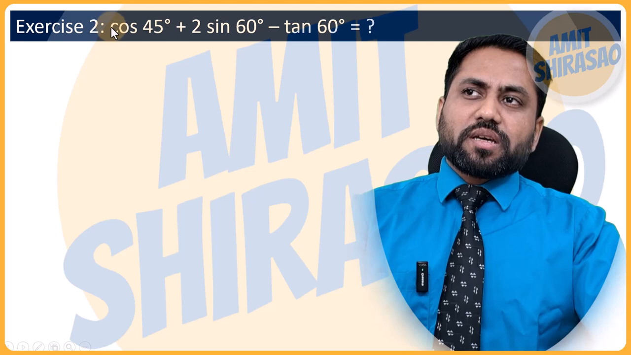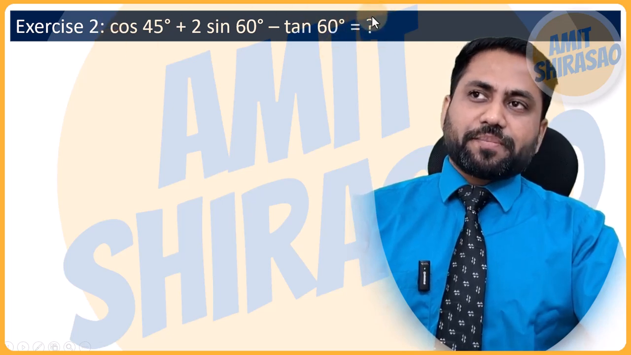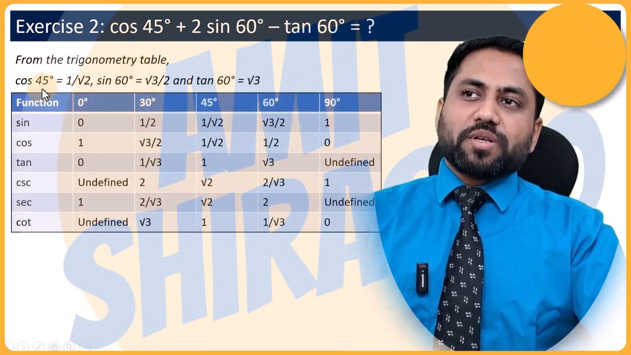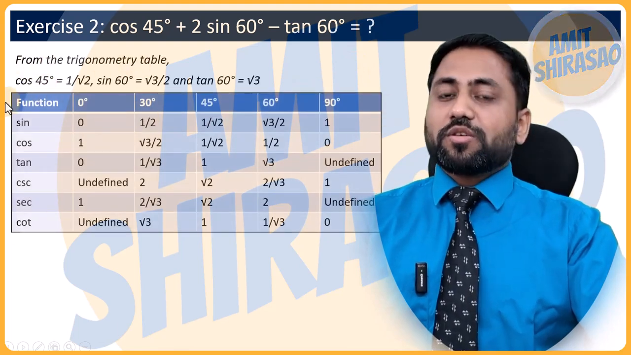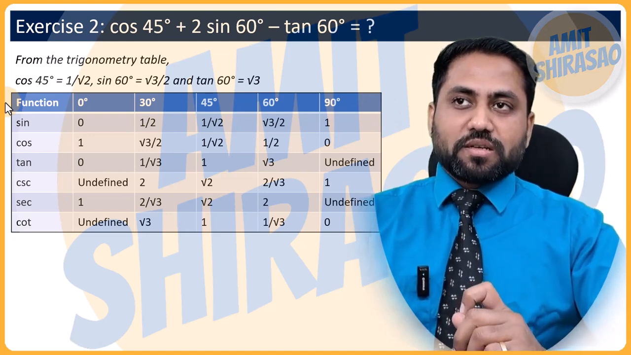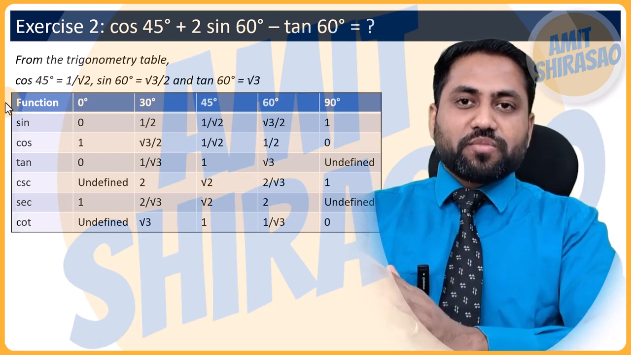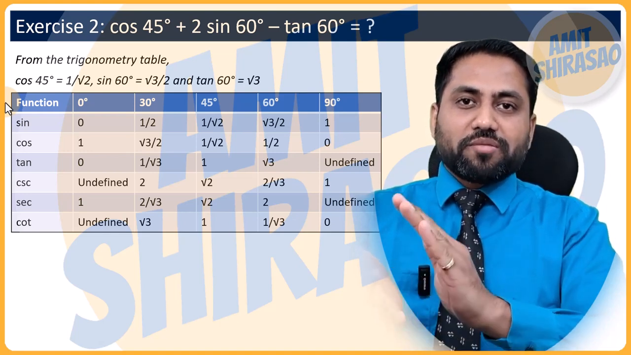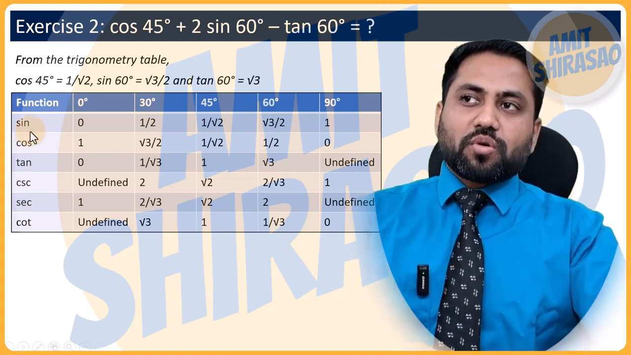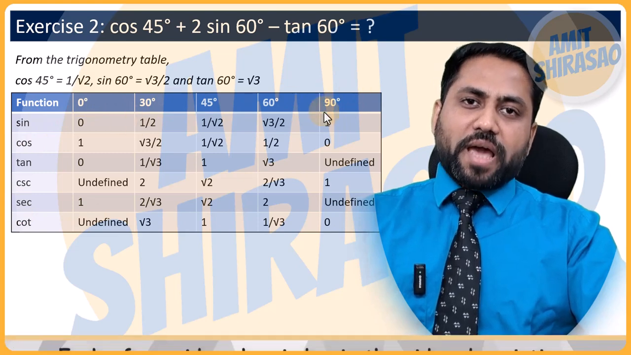Now, exercise number 2. It says that I have some left hand side. Now calculate the right hand side. So how will you do that? From the trigonometric table. I told you earlier that as soon as the exam starts, you will be given the answer sheet before the exam starts. You have around 5 to 10 minutes. During that time, just draw this trigonometric table, at least for standard angles.